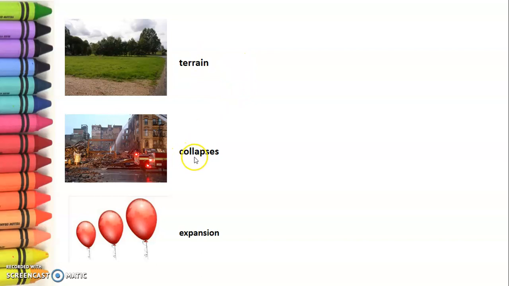Number 2, collapses. To fall down suddenly because of pressure or having no strength or support. If a building or other structure collapses, it falls down very suddenly. And here we can see that there was a building that collapsed, right? Here we can see the remains of the structure.